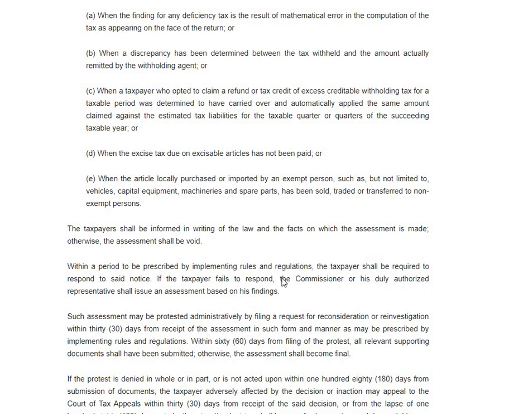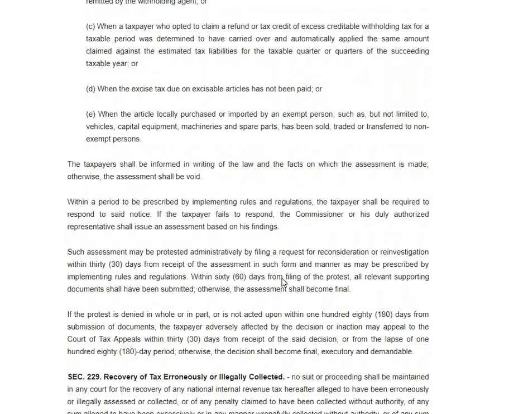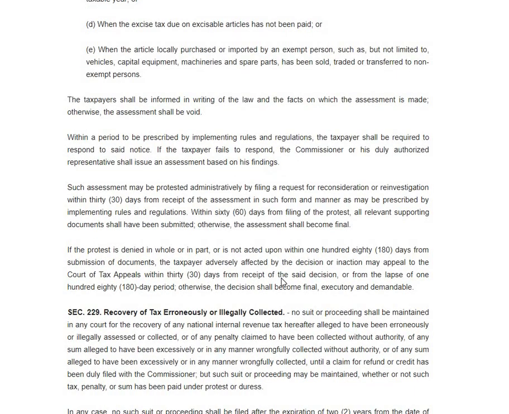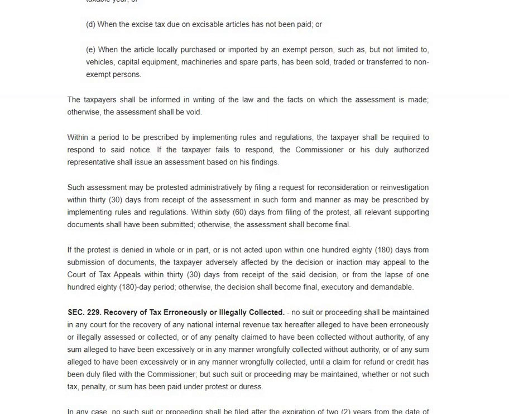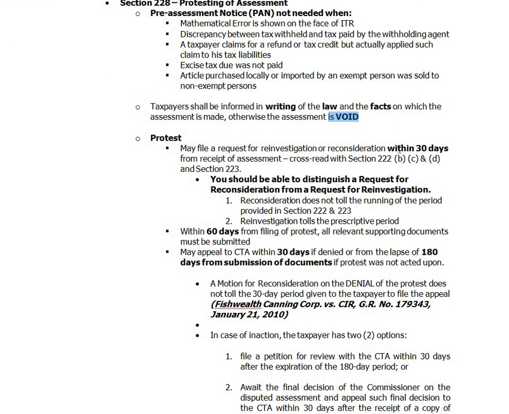And after that, if the BIR did not believe you, because you're always lying, then the BIR will issue a final assessment notice. And when you receive that, you may pay or you may protest. It depends. If the findings are unreasonable, then you can protest. If the findings are true, then you should pay. Now, when you receive the final assessment notice, you have how many days? You have 30 days to file a request for reinvestigation or reconsideration.